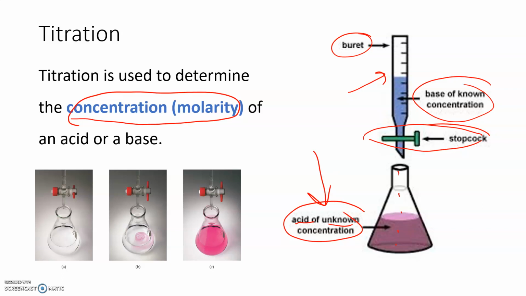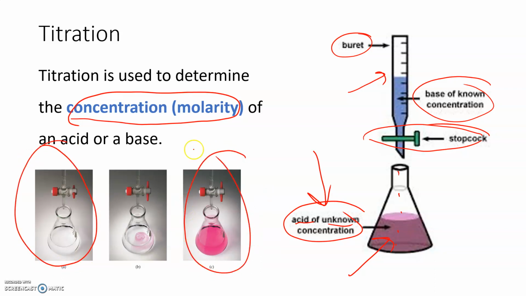Real quick, how are you going to know when this acid is neutralized? Well, you're going to use an acid-base indicator. A common one used is phenolphthalein. Why? It is clear in acidic solutions, hot pink in basic solutions, and when the pH is 7, it takes on a really light pink color.